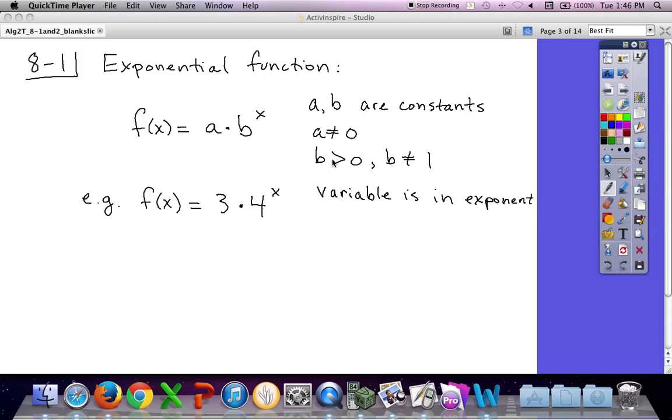It would not be exponential anymore because the whole thing's 0. The b is defined as being greater than 0, but it's never equal to 1. Why? What would happen if b equals 1? Yeah, that would make this term just 1 all the time. So it actually wouldn't be exponential anymore anyways.